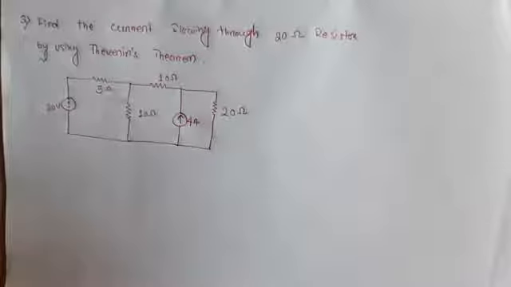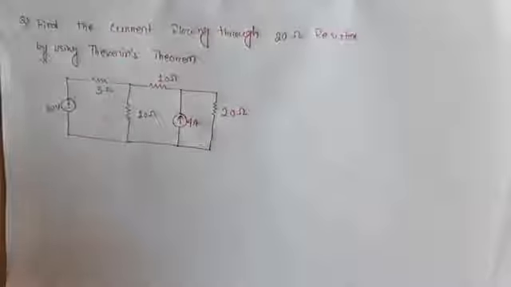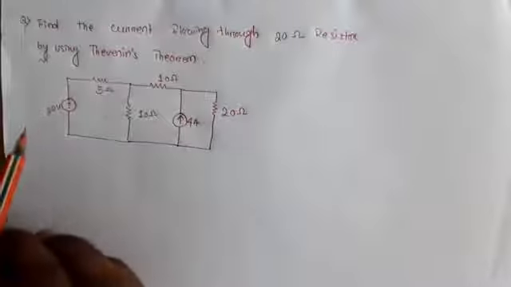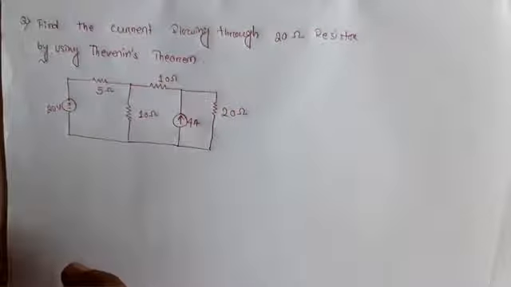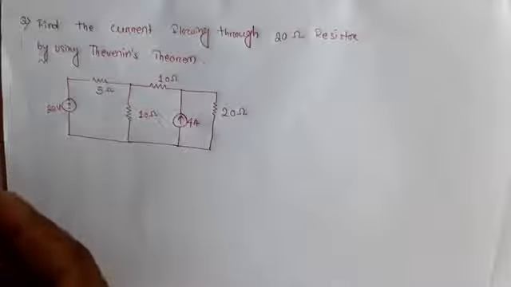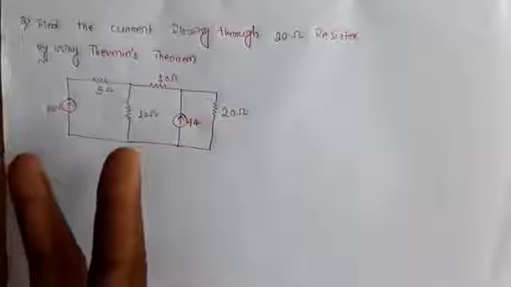Today we are going to solve another type of problem using Thevenin's theorem. In our previous video, we solved problems with only one source, either a voltage source or a current source. But in this case, we consider two sources, one voltage source and another current source. We are going to discuss how to deal with two sources present in a circuit.